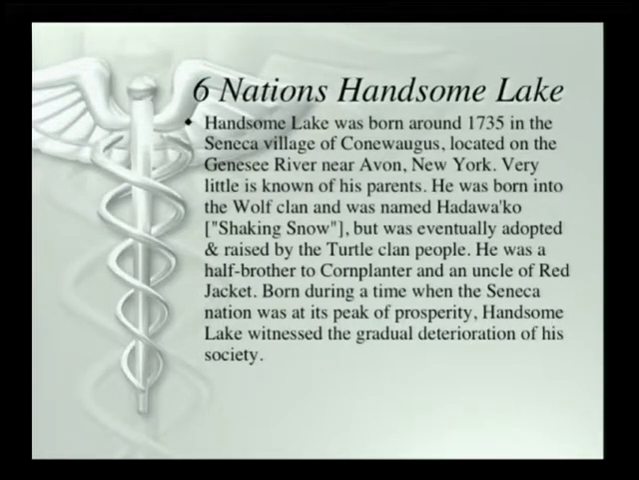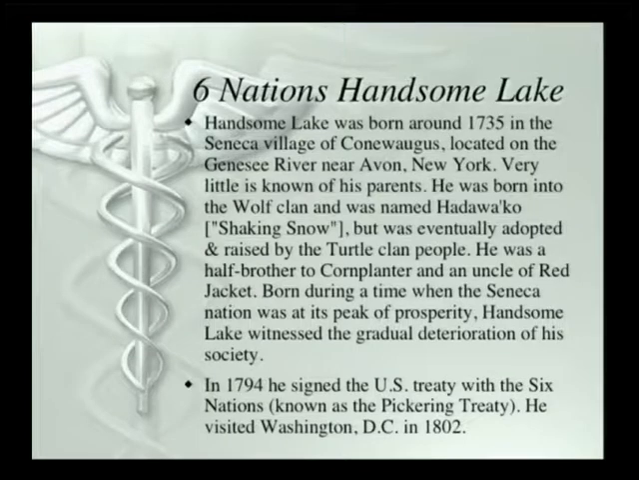He was born into the Wolf Clan and was named Hadawako, shaking snow, but was eventually adopted and raised by the Turtle Clan people. He was a half-brother to Corn Planter and an uncle of Red Jacket. During the time when the Seneca Nation was at its peak of prosperity, Handsome Lake witnessed the gradual deterioration of his society. In 1794, he signed the U.S. treaty with the Six Nations, known as the Pickering Treaty, and visited D.C.